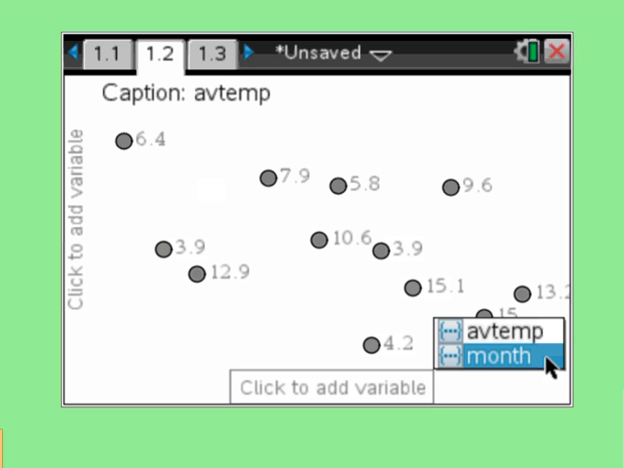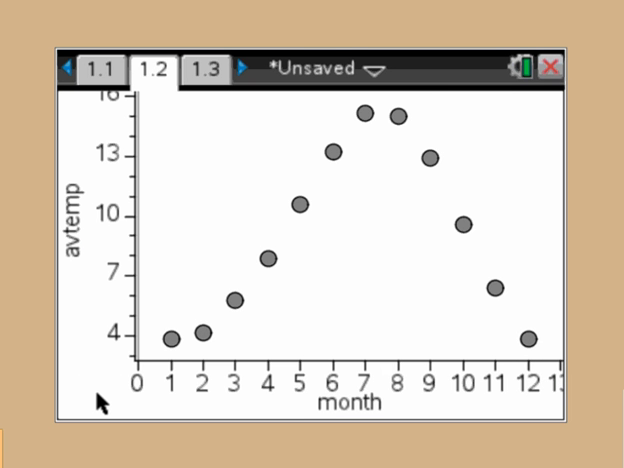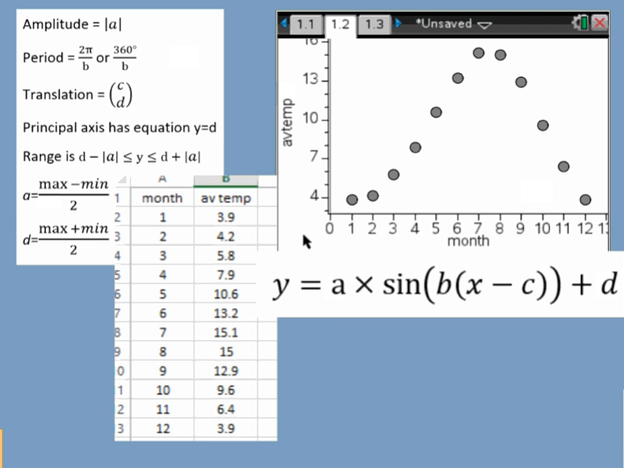I put the month on the horizontal axis, and then on the vertical axis, the average temperature. And we get this shape. So the question is, how could we fit a periodic function to that data? Well, to begin with, we'll calculate the parameter A using this formula.